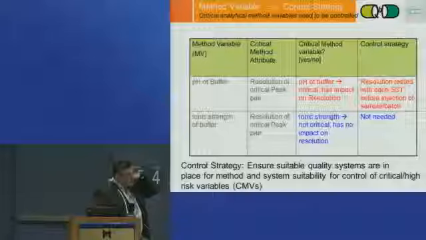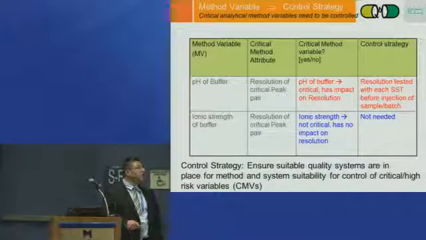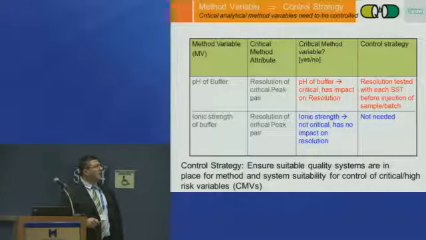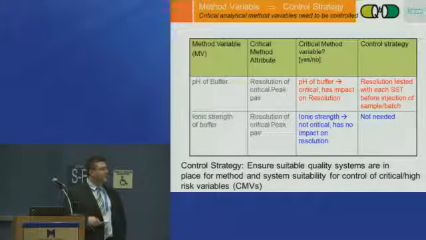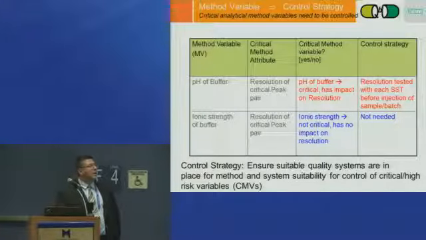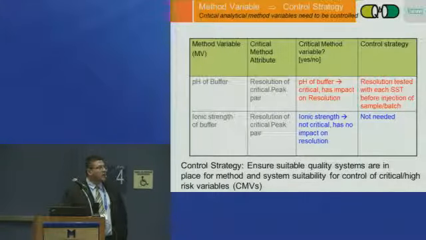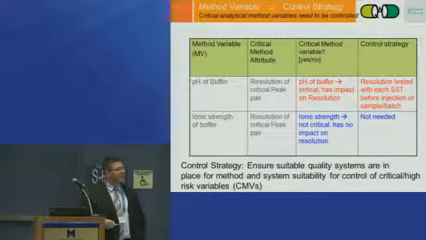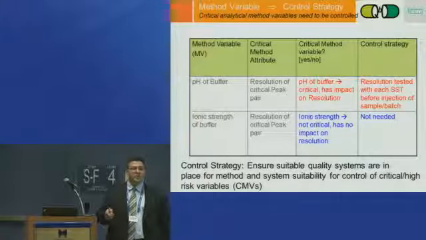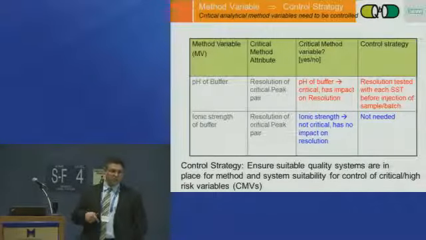So now let's move to another example. You have ionic strength of buffer. In this particular case, you have resolution of critical pair. Is the critical method variable, yes or no? If the ionic strength doesn't have an impact on the resolution, for at least this method attribute, it's not critical. So a control strategy would not be needed for ionic strength of the buffer because it didn't have impact on resolution. However, if ionic strength had an impact on another critical method attribute, then you would need a control strategy for that.